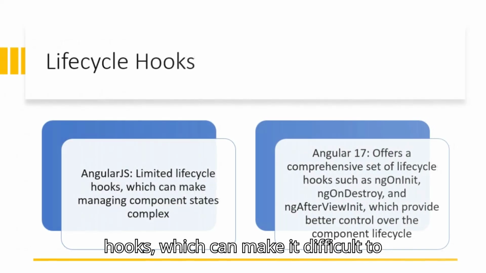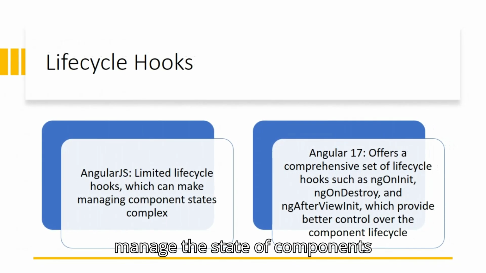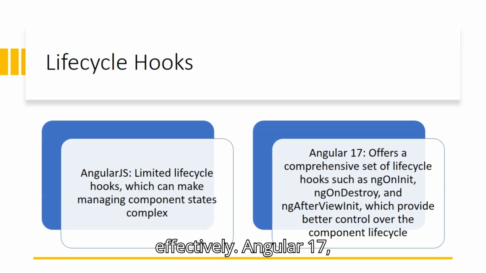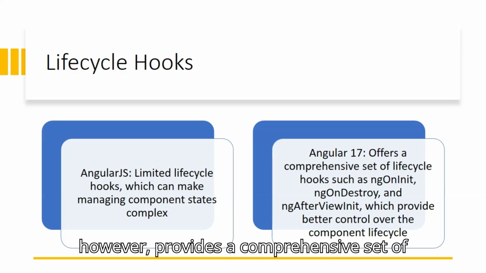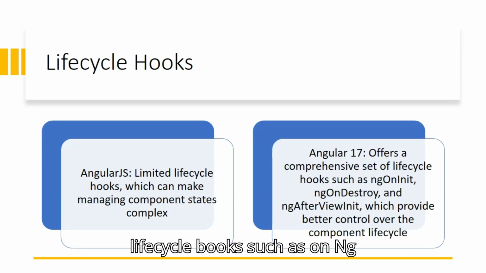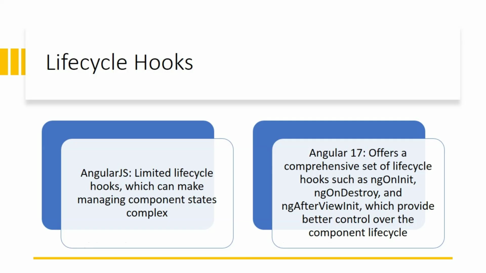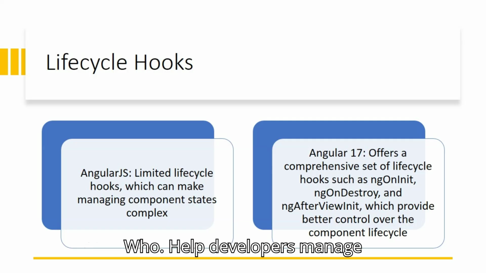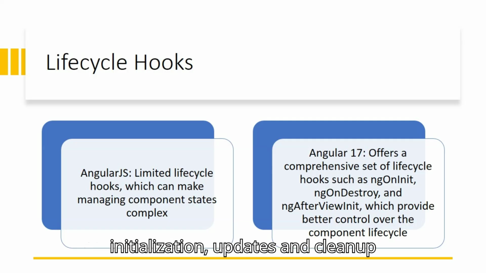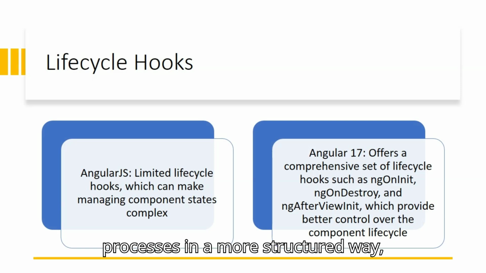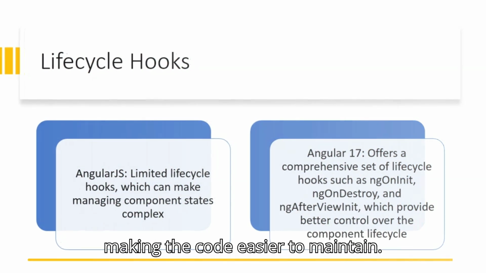AngularJS offers limited lifecycle hooks, which can make it difficult to manage the state of components effectively. Angular 17, however, provides a comprehensive set of lifecycle hooks such as ngOnInit, ngAfterViewInit, and ngOnDestroy, which offer better control over the lifecycle of components. These hooks help developers manage initialization, updates, and cleanup processes in a more structured way, making the code easier to maintain.